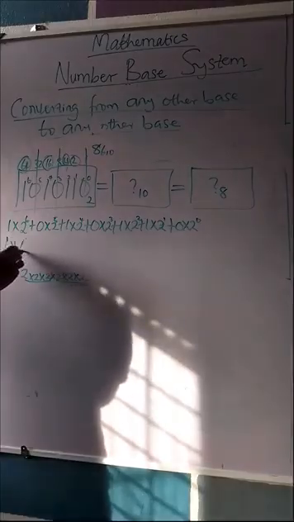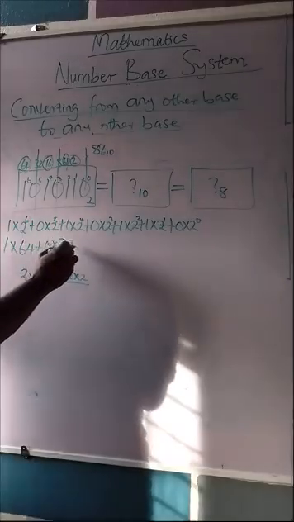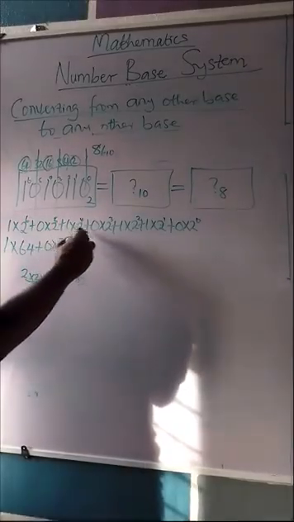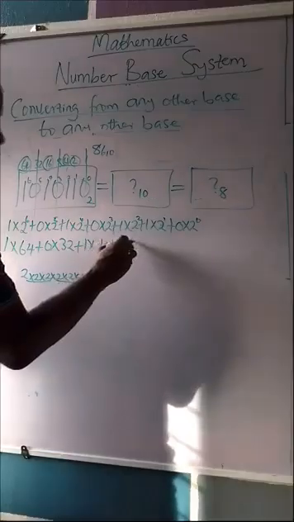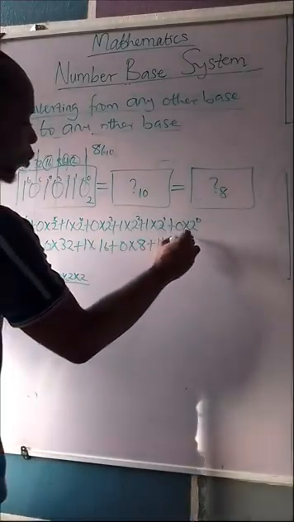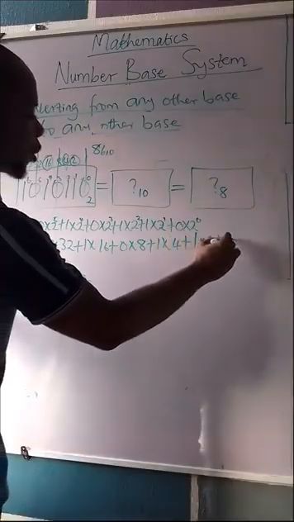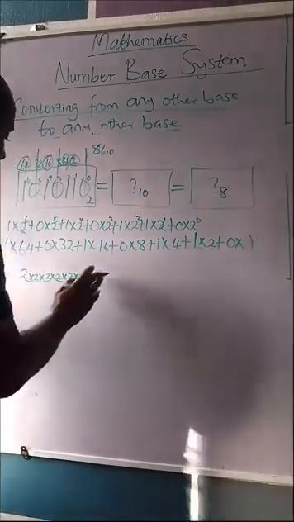So this becomes what? 64 plus 0 times, this becomes what? 32 plus 1 times, this becomes what? 16 plus 0 times, this becomes what? 8 plus 1 times, this becomes what? 4 plus 1 times, this becomes what? 2 plus 0 times, this becomes what? 1. What are you supposed to do next?